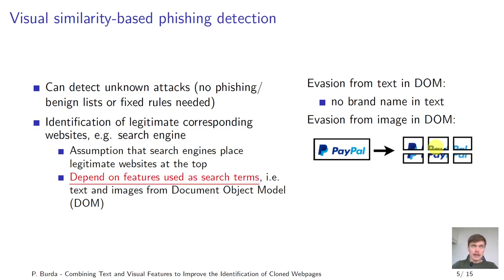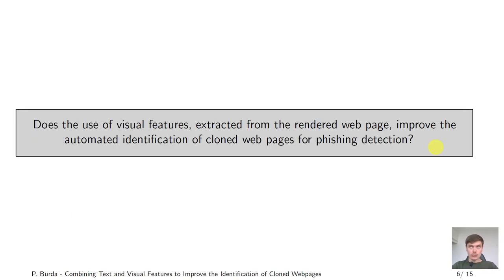So with this in mind, in this work we address what the features are that are going to be fed to the search engine, and the question would be: does the use of visual features of a rendered web page improve the automated identification of web pages for phishing detection?